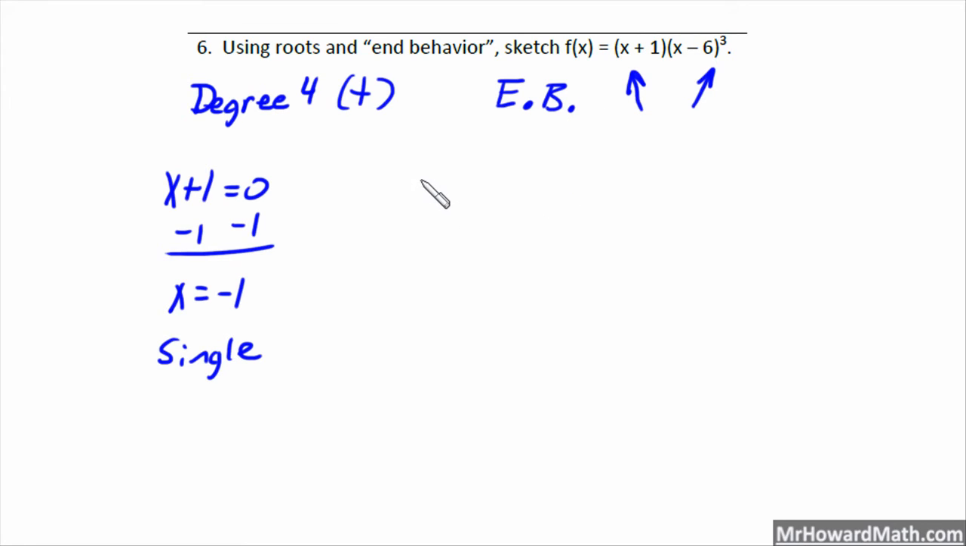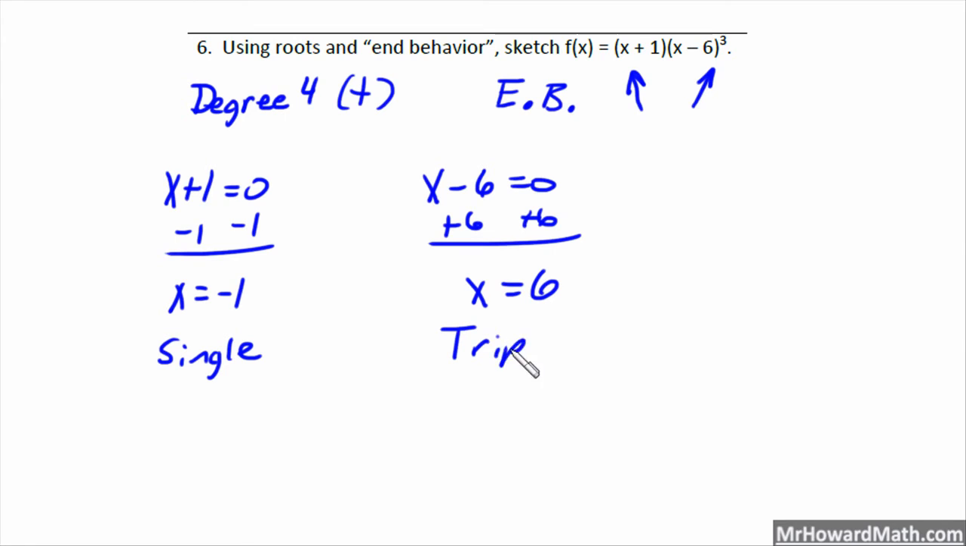Then we take our other factor, x minus 6, set it equal to 0 and solve. So we get x equals 6. That one is a triple root because it is raised to the third power. So now we have everything we need to sketch this function.